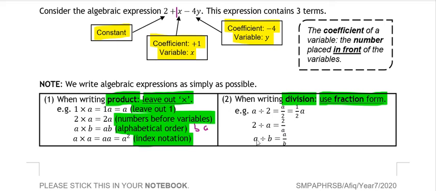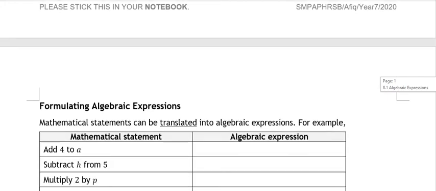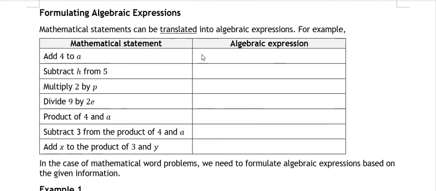And when you have 2 variables, a divided by b, so it is a out of b, right? So moving on to the next page. Okay, here, when you try to formulate mathematical statements, they can be translated into algebraic expressions. For example, when you see this, add 4 to A. So basically here, when you have A and you add 4 to it, that's your algebraic expression for this statement.